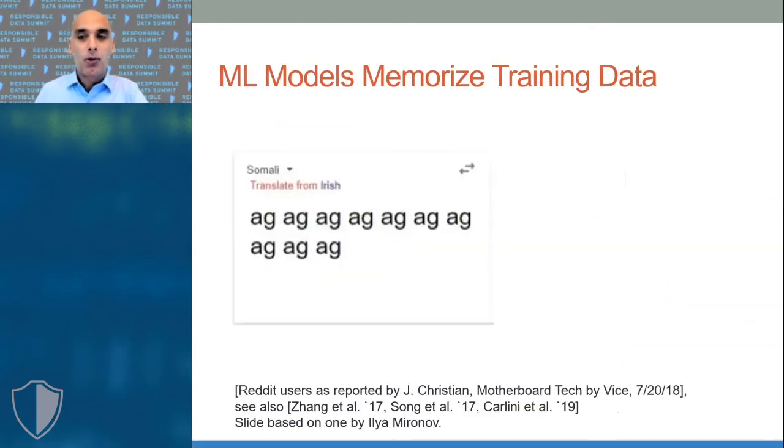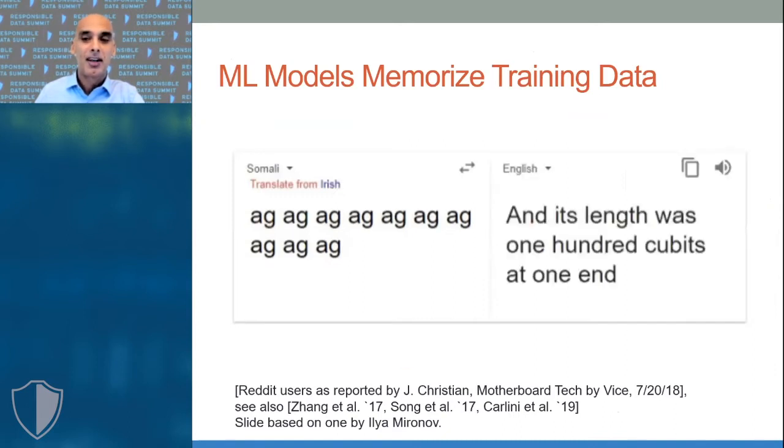To hammer home this point, let's look at an example that Reddit users discovered a couple of years ago with Google Translate. At that time, if you entered nonsense into Google Translate, like here, "ag" and so on, which is not meaningful text in Somali, Google Translate would start spitting out passages from the Bible verbatim.